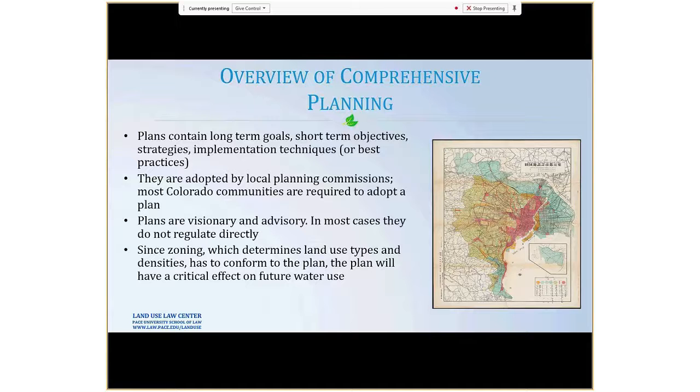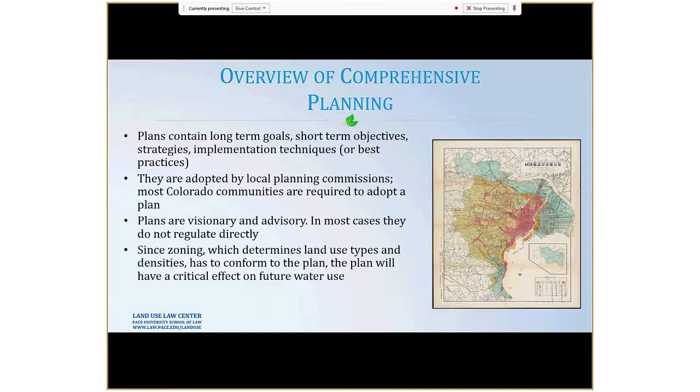And again, they're advisory and visionary, and in most cases they do not regulate directly. They basically guide the creation of regulations that carry out their objectives. So since zoning, which determines land use types and densities, has to conform to the plan under law, the plan will have a critical effect on future water use.